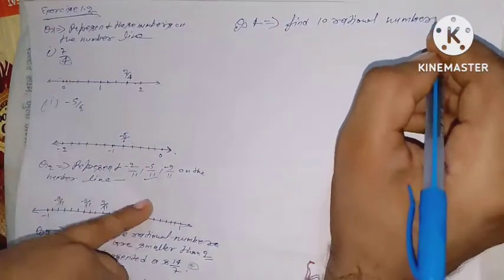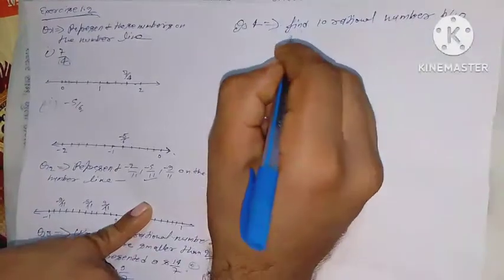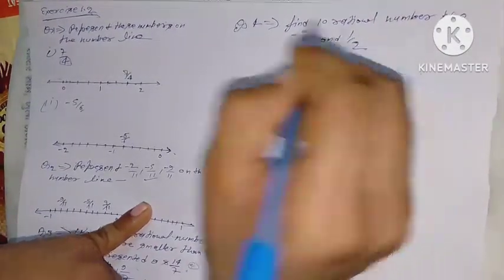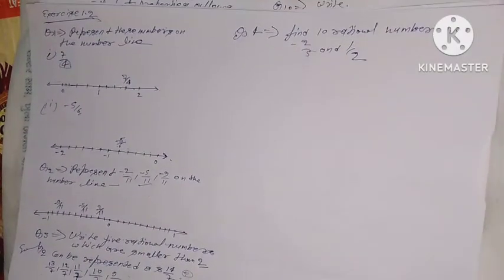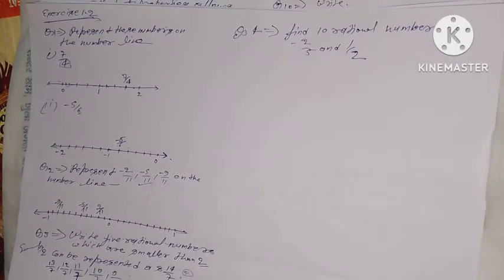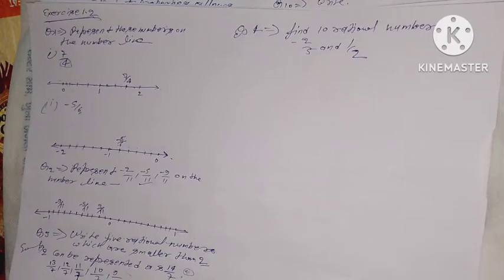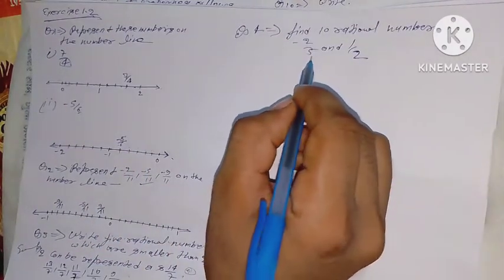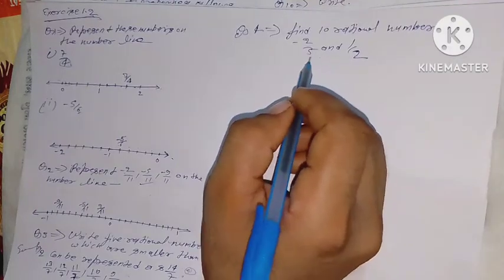Find 10 rational numbers between minus 2 upon 5 and 1 upon 2. Initially, we will make the denominators of both equal.